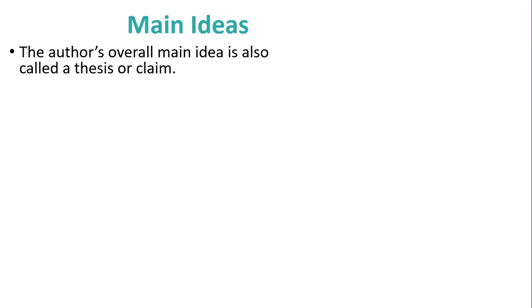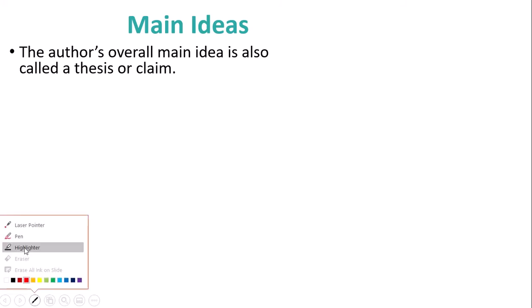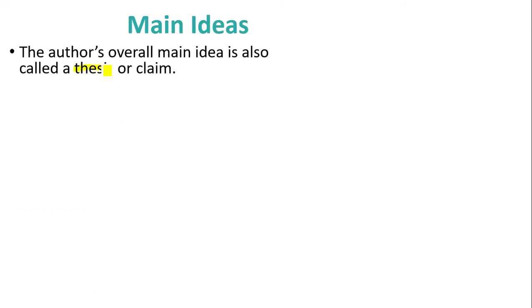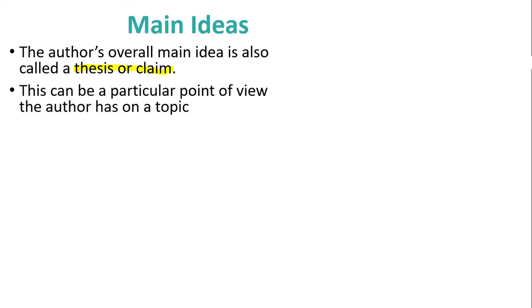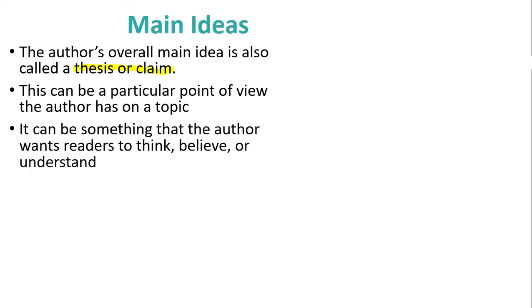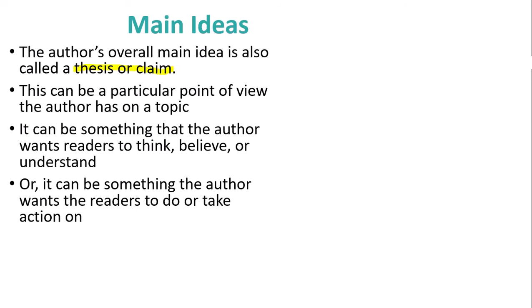The author's overall main idea is sometimes called the thesis, and other times it's called the claim. So those are two words to know. This can be a particular point of view the author has on a topic. It can be something that the author wants readers to think, believe, or understand. Or it can be something the author wants the reader to do or to take action on.